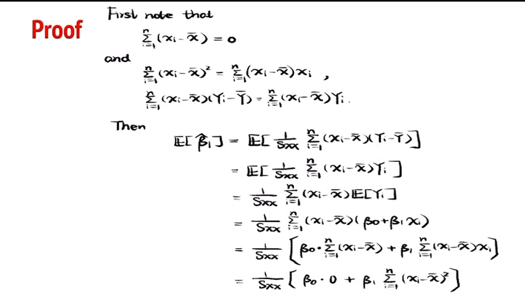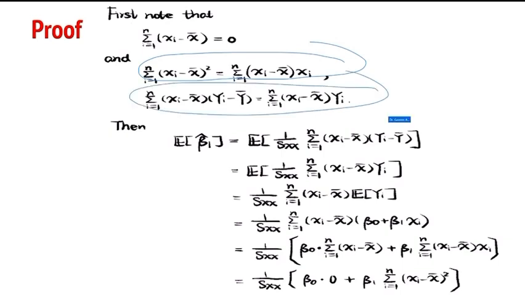Now we need to first note that the sum of square deviation is 0. You need to take note of that. And not only that, this term can also be expressed as that. We are using that. If that term is expressed as that, then the same thing applies to this one. Take note, because we're going to start with an assumption.